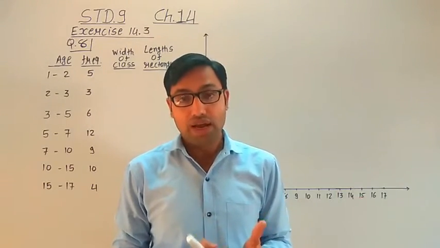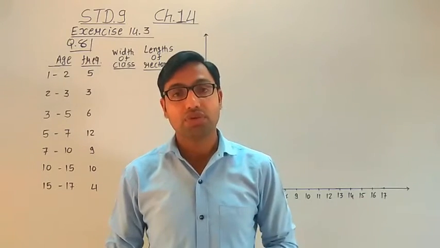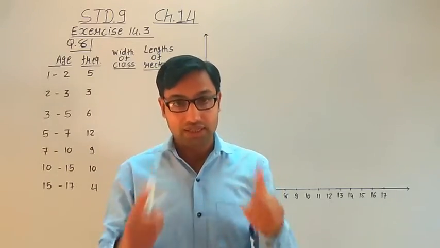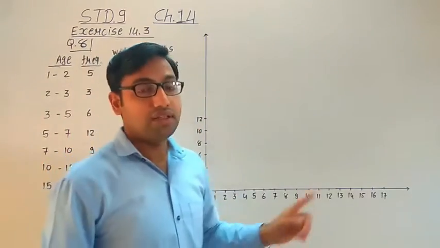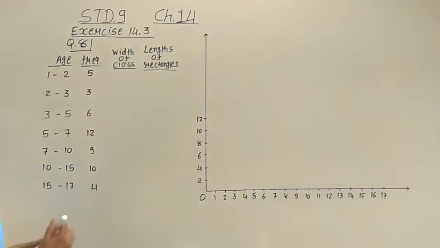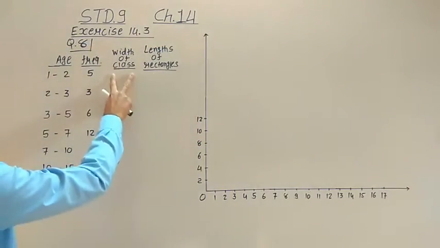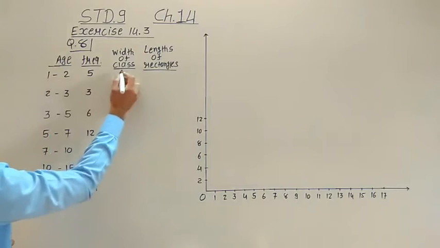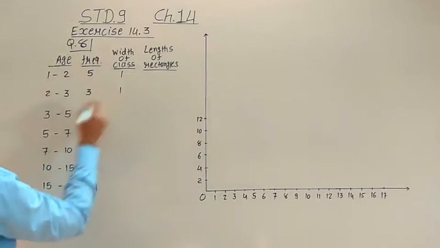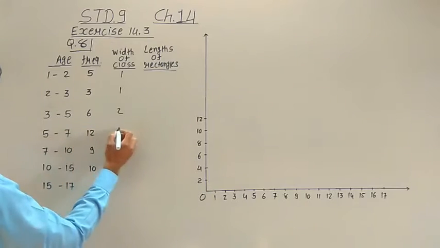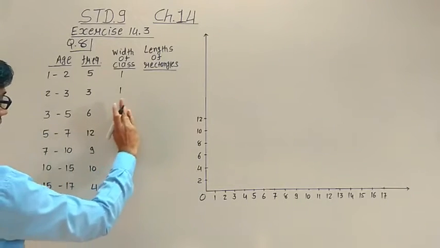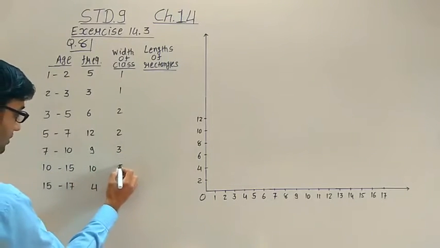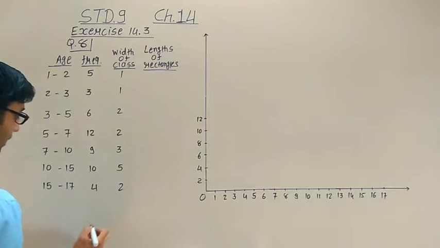So if we want to draw the histogram now, then some changes we have to perform. We have to change the width of the rectangles that we want to draw as a histogram, and for that we have to add two columns. First is the width of the class. So let's write down the width of the class. Here the width is 1. Here also it is 1. Here the width is 2. Here also the width is 2. Now here the width is 3. The width of the class is 5. And here the width is 2 again.